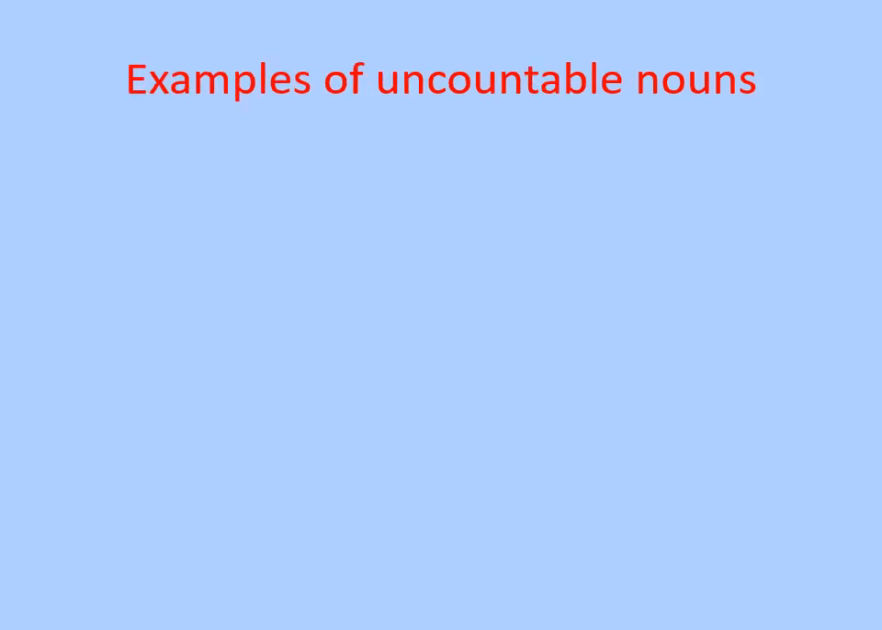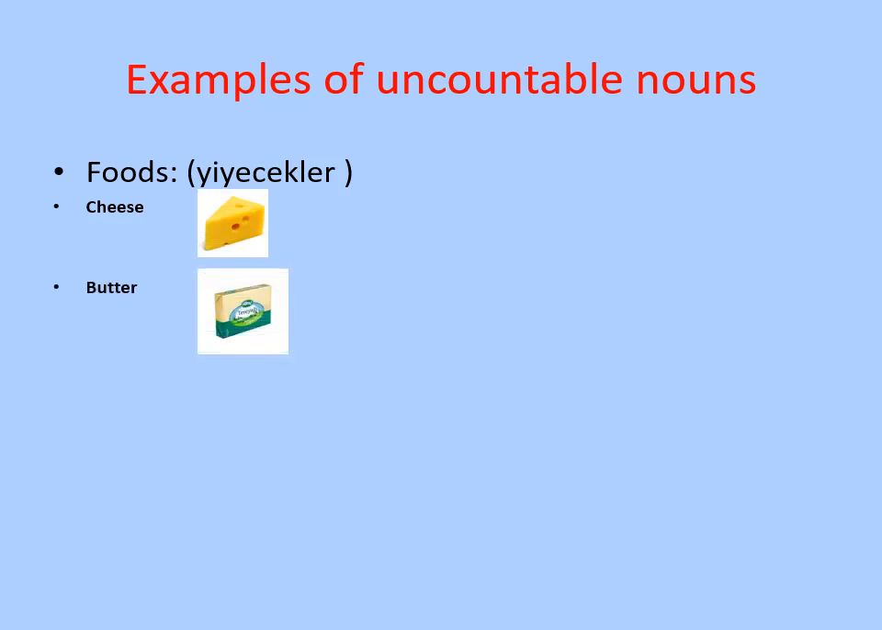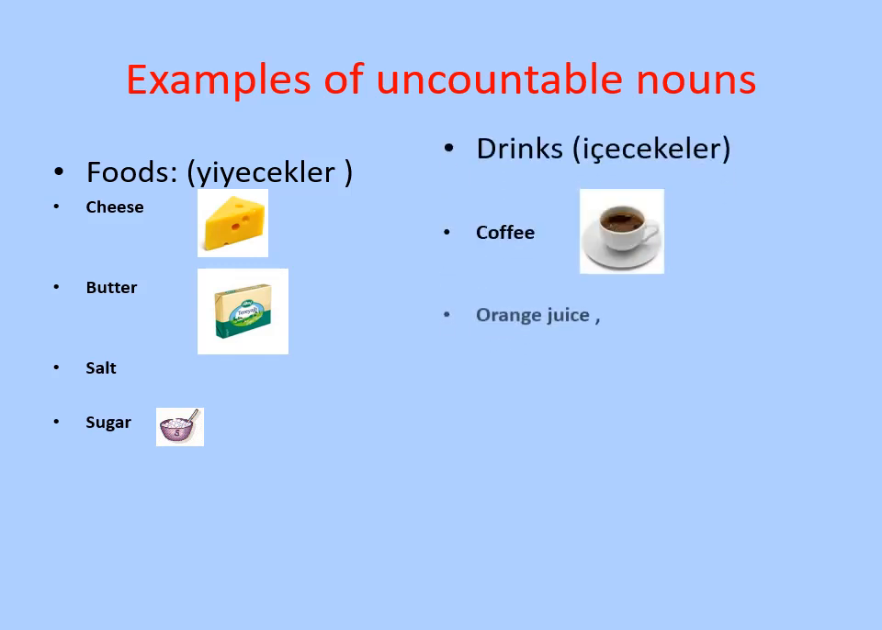Let's have a look at the examples of uncountable nouns. There are some foods that can be uncountable nouns. For example, cheese, butter, salt, and sugar. Also, there are some drinks that can be uncountable nouns. For example, coffee, orange juice, milk, lemonade, and tea.